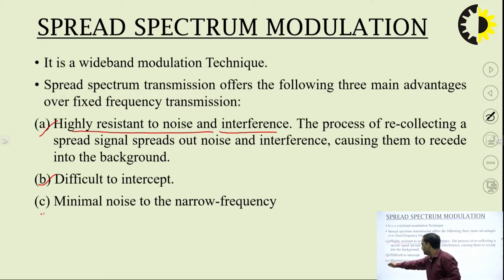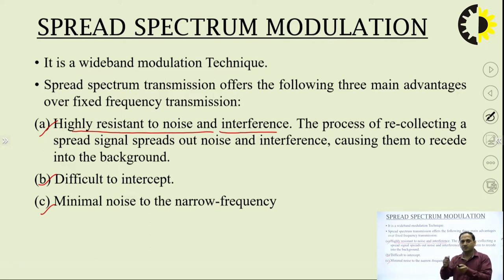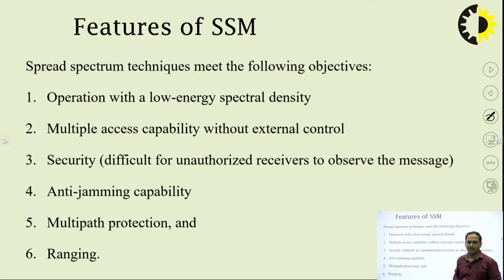The third one is minimal noise to the narrow frequency. We divide the complete wide band into smaller chunks of bands, so that we can mitigate the frequencies, and mitigate the noises or the interferences. Another important point is that spread spectrum is nothing but a wide band modulation technique. There are some features of SSM. The first feature, which is very important, is operation with a low energy spectral density.